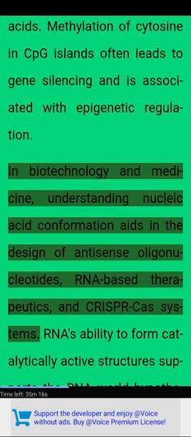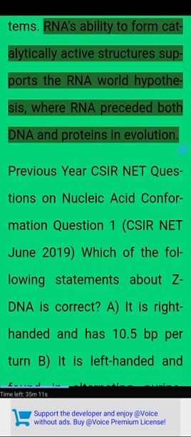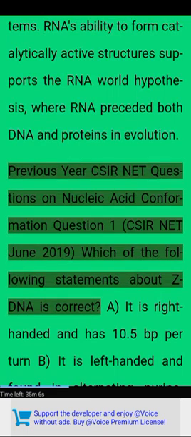In biotechnology and medicine, understanding nucleic acid conformation aids in the design of antisense oligonucleotides, RNA-based therapeutics, and CRISPR-Cas systems. RNA's ability to form catalytically active structures supports the RNA world hypothesis, where RNA preceded both DNA and proteins in evolution. Previous year CSIR NET questions on nucleic acid conformation.